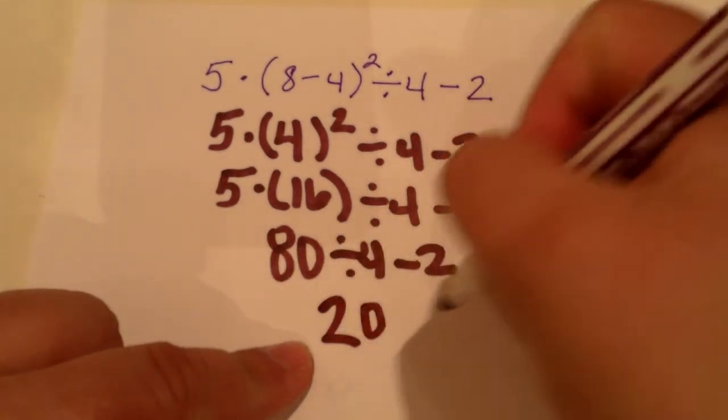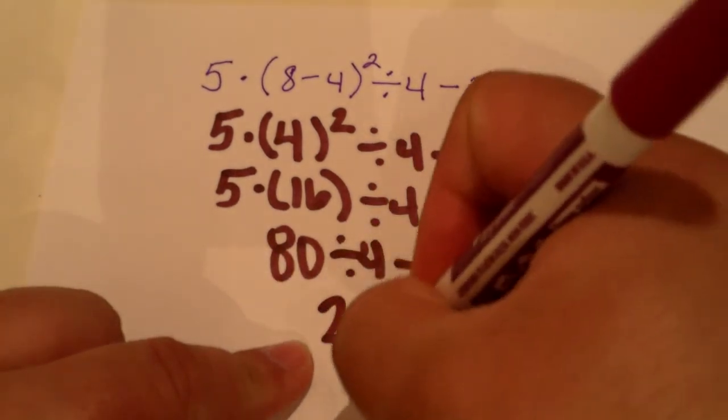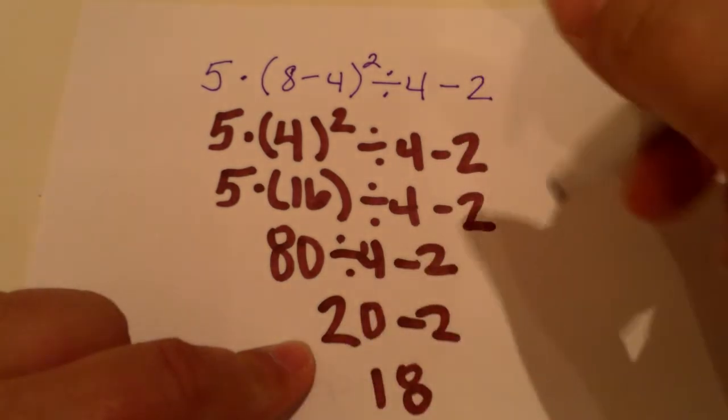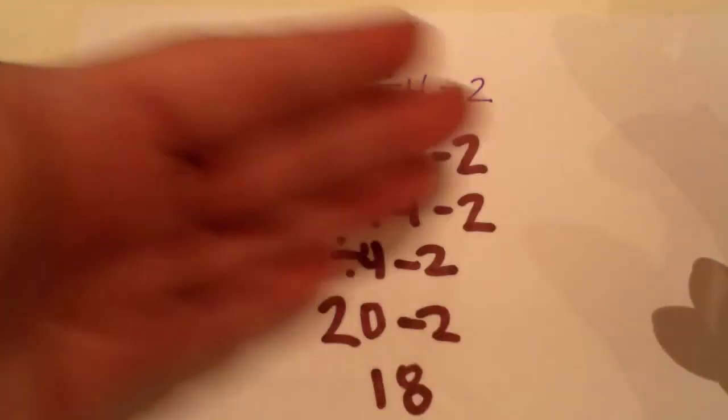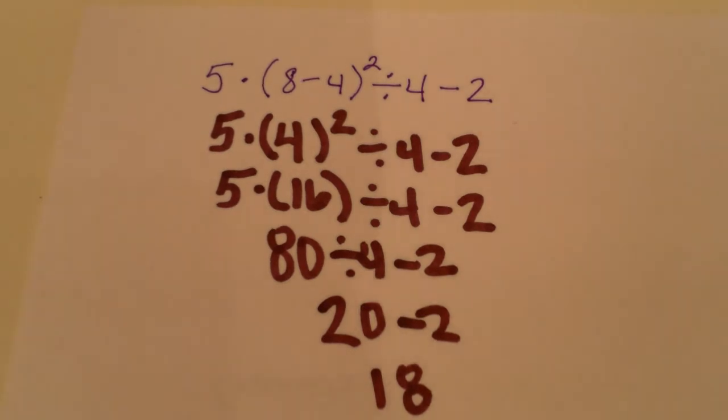So then we would do the dividing. And lastly, you add or subtract. Again, if you have to have a tiebreaker, you go left to right.